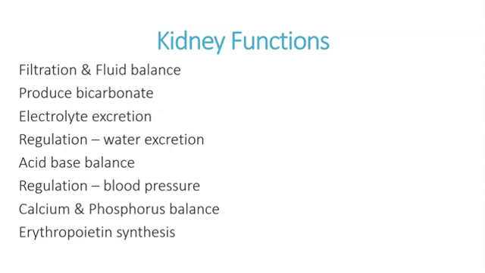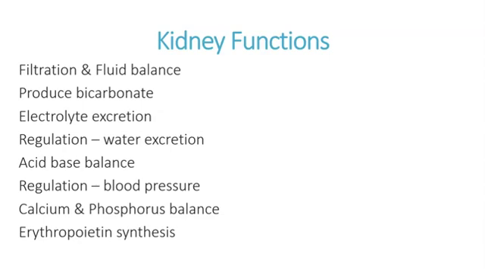Now, the two main waste products that we are concerned about are the BUN and creatinine. The BUN, or the blood urea nitrogen, can be impacted by a lot of different things. So while we do look at this value, it's not as important to us as creatinine.